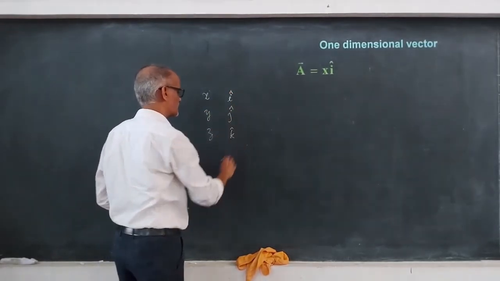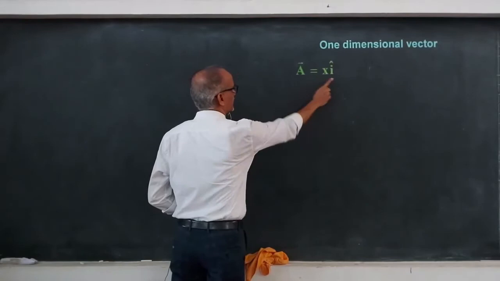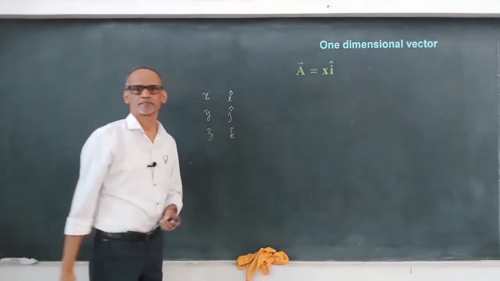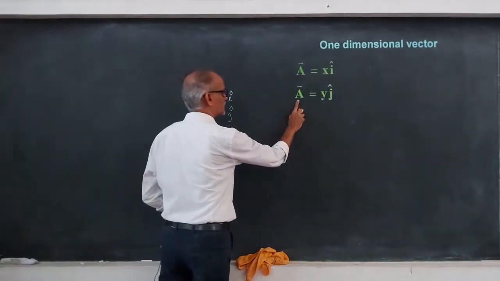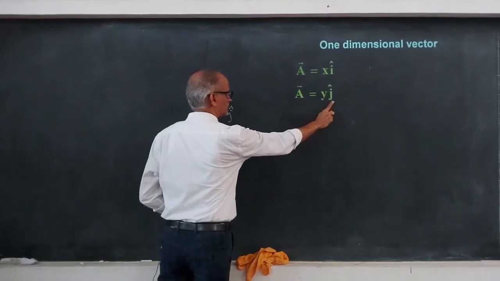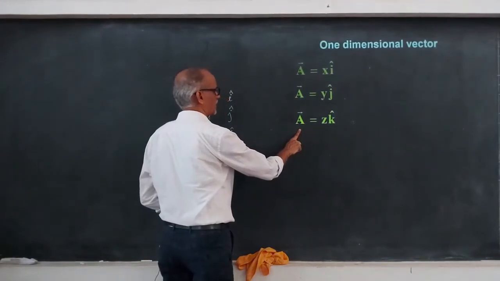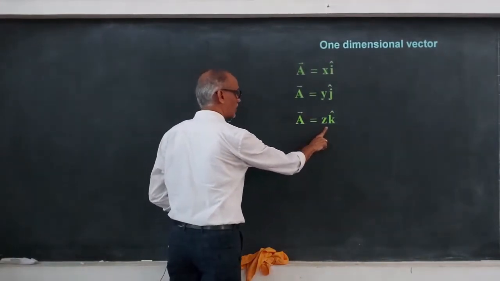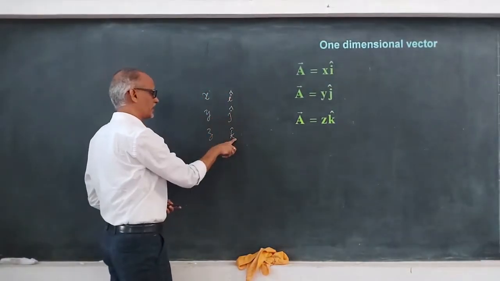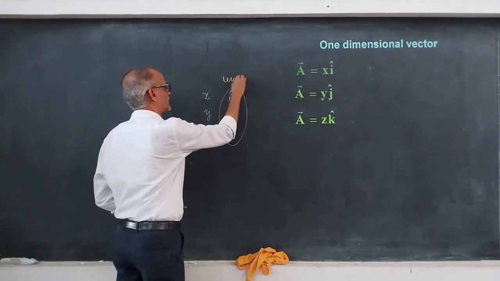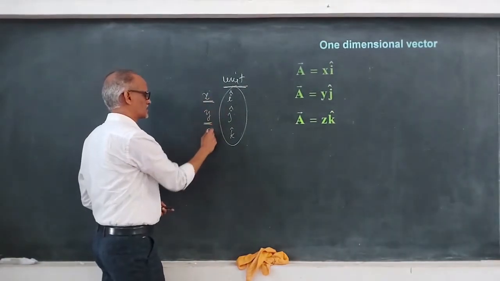Now, this is the standard. So the moment I write vector A as x i cap, it indicates that this vector is along the x axis having magnitude x. This is a vector having magnitude y along the y axis. This is a vector having magnitude z along the z axis. Are you clear with this? So i, j, k are the symbols used for the unit vectors standardized along the x axis, y axis and z axis.